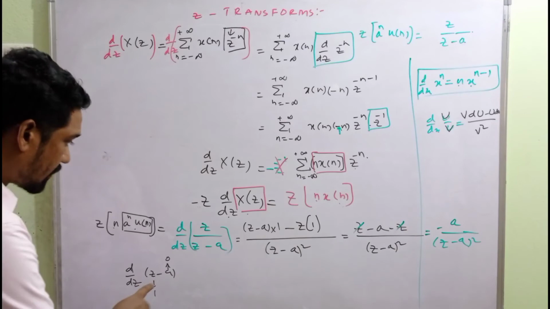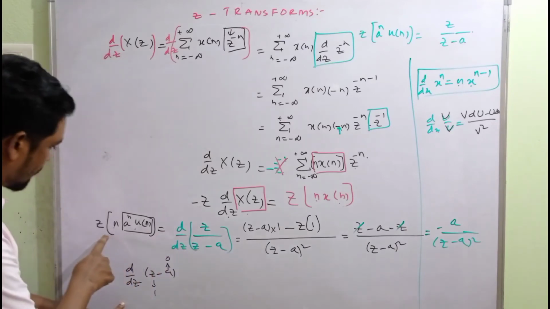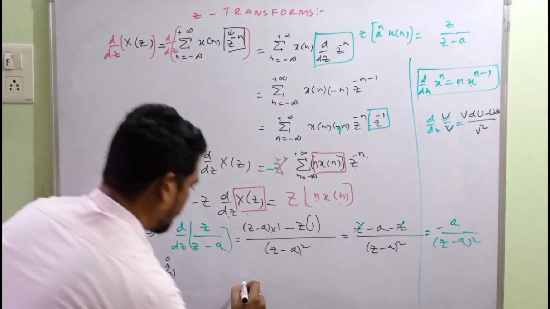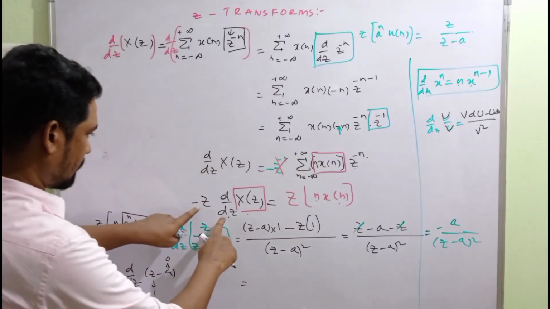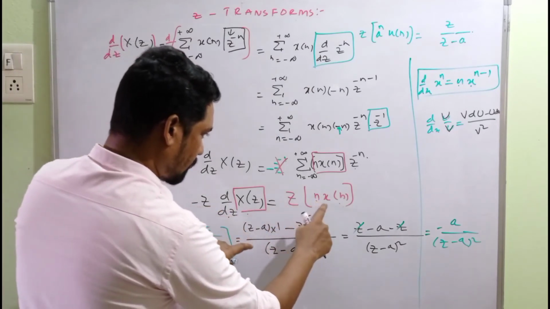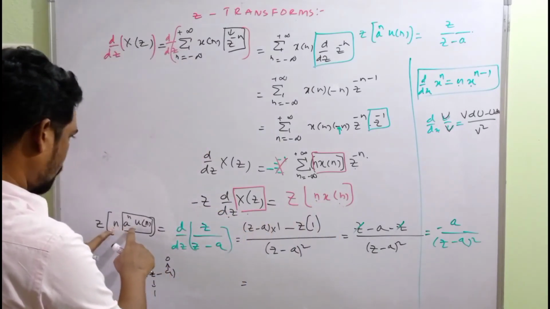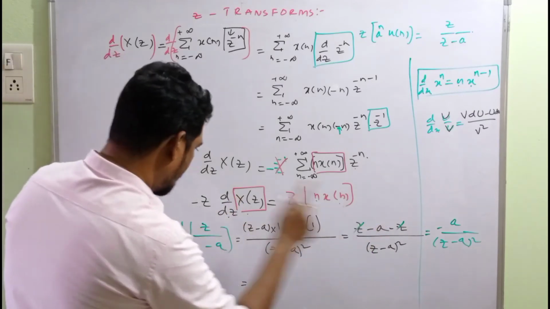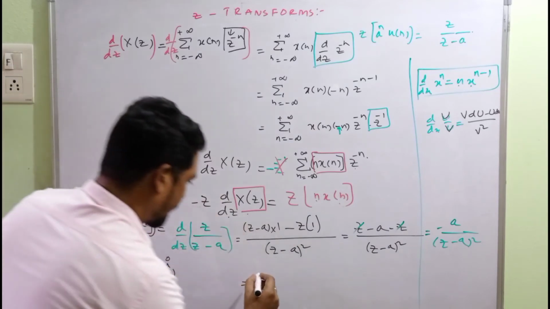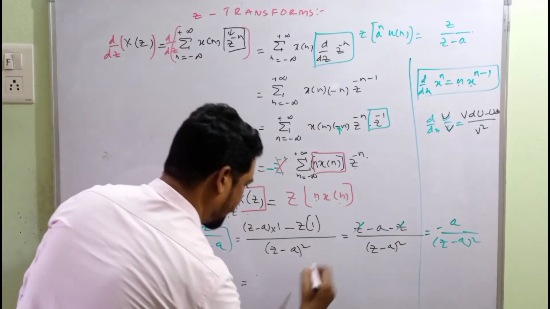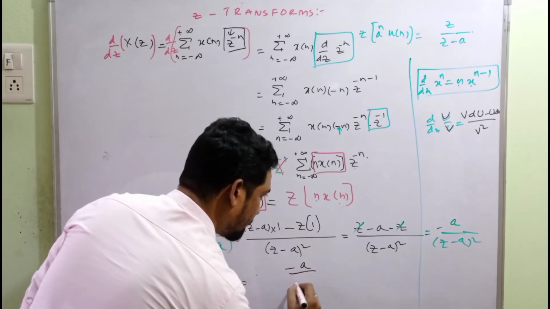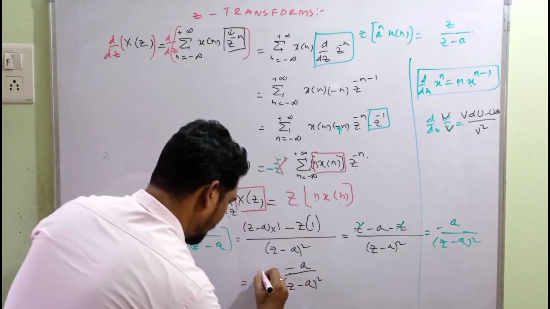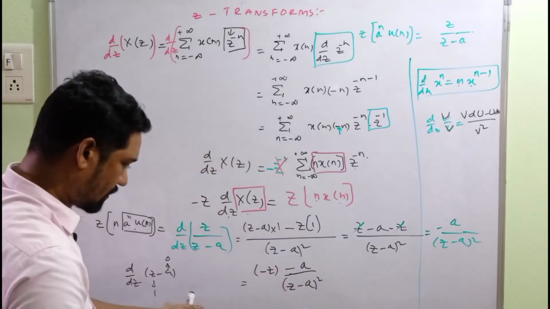What is that? Derivative of this one. Now the z transform of this one, according to this rule, it says the z transform of n into a raised to n is the first derivative of x of z, that's the first derivative of this one, multiplied with minus z. Okay, so the first derivative, minus a by z minus a whole square, is multiplied with minus z. So in this case it's a multiplication.